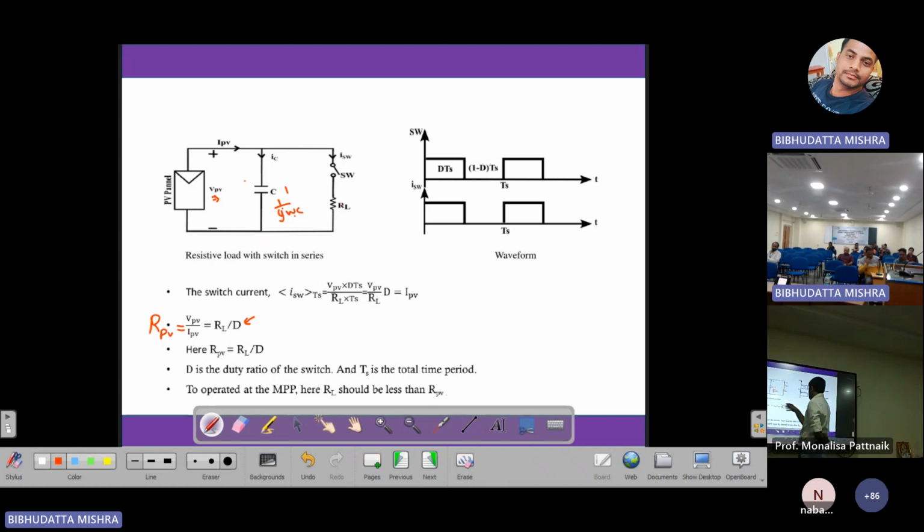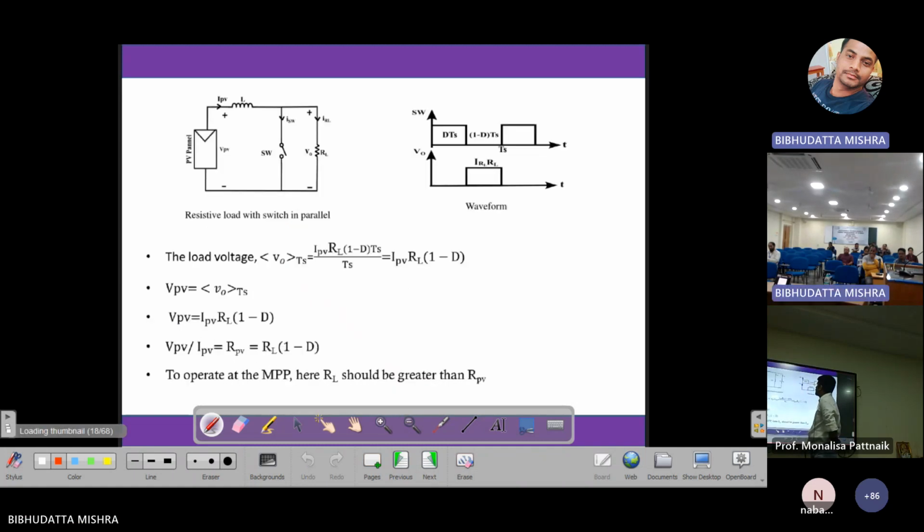But what you can see is that the load resistance current is very fluctuating, so that is not proper for the application. We don't want to change the load current from zero value to a high value continuously. So this is the drawback. Another option is to connect the load resistance in parallel with the switch. The earlier one was like an output filter, and this is like an input filter, because the inductor is connected in series.